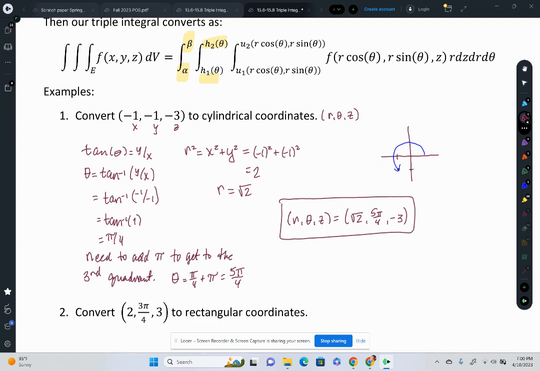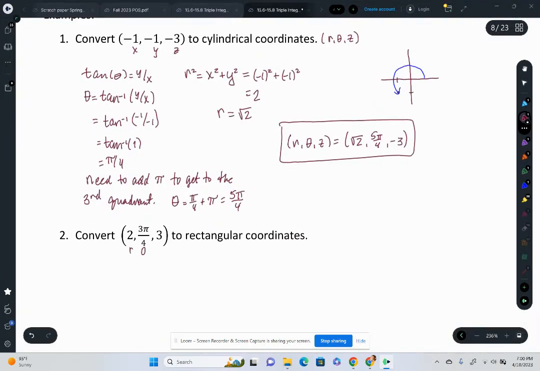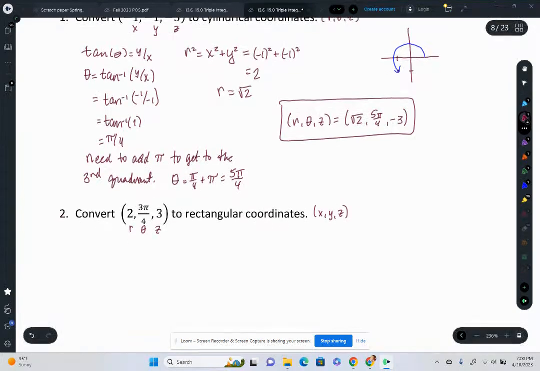Now the second problem is to go in reverse. In the second problem, I'm given r, theta, and z are 2, 3 pi over 4, and 3. And I want to go to rectangular coordinates, which is what we're familiar with, x, y, z. So I need to convert, and I have r and I have theta, and I'm thinking, you know what? I remember x is r cosine of theta. And I have r and I have theta, so why don't I just plug those in and see what I get?